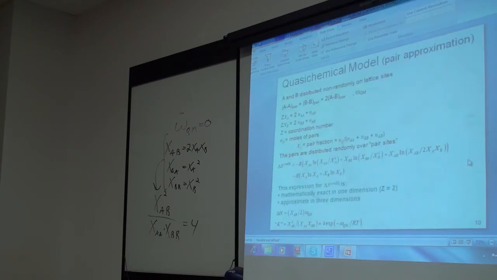There's an error here which I pointed out yesterday too, but this equation should have a Z over 2. Should be minus ZR over 2. Okay, because it's a total. You're distributing the pairs, the AA, BB, and AB pairs over the pair sites. And if you have 1 mole of solution, 1 mole of A plus B, you have Z over 2 moles of actual bonds.